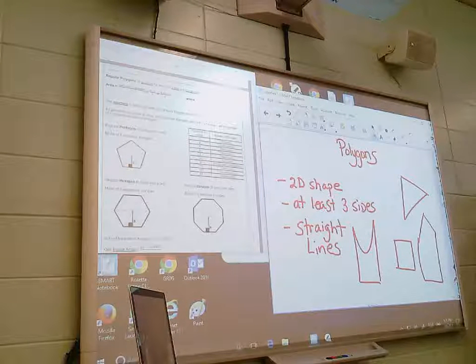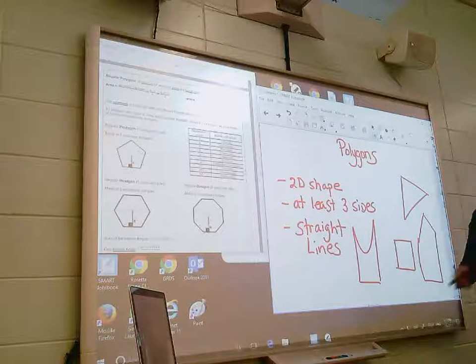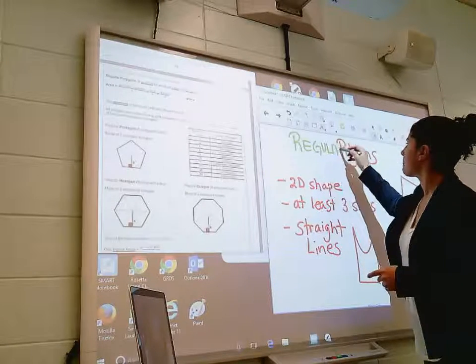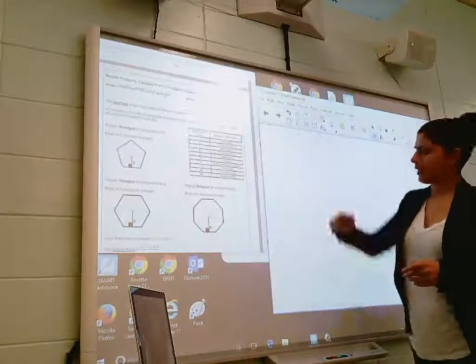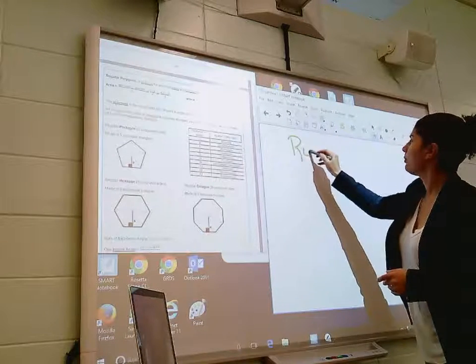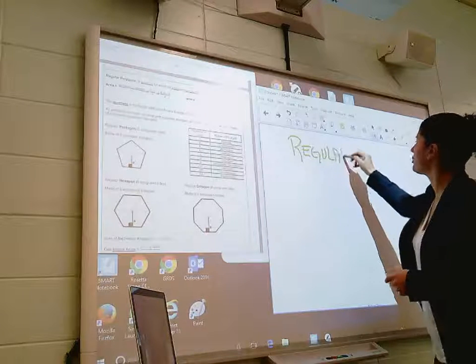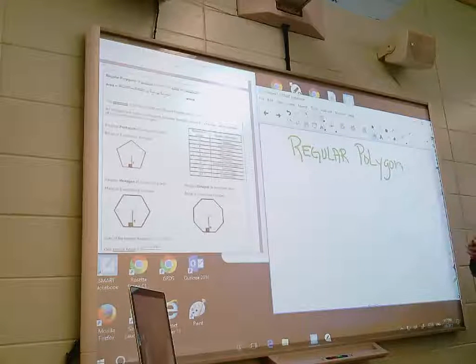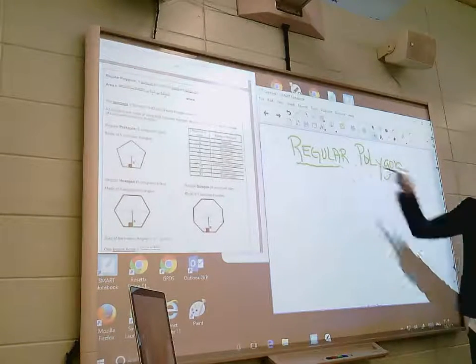Now, for this particular section, we are learning about polygons, but we're going to be more specific. I'm going to say the word regular polygons. And I'm going to go to a new page, and I'm going to write regular polygons. And what's the difference between a regular polygon and just a polygon? What's so important that I use the word regular?